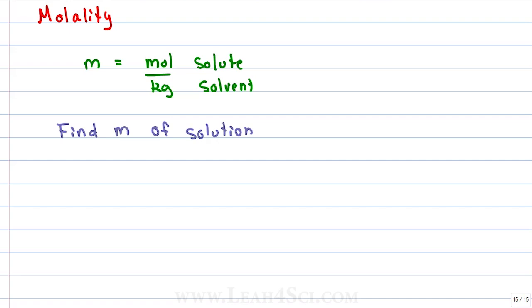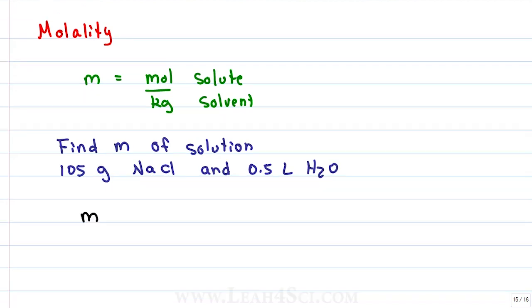Molality is another form for concentration, which I personally find slightly more annoying, but it's very useful in density problems. Molality is written as a little m because a big one was already taken for molarity. This is measured in moles of solute divided by kilogram of solvent, not solution, just solvent. Say you're asked to find the molality of solution formed when you mix 105 grams of NaCl with half a liter of water. To find the molality, we need to set up the equation.